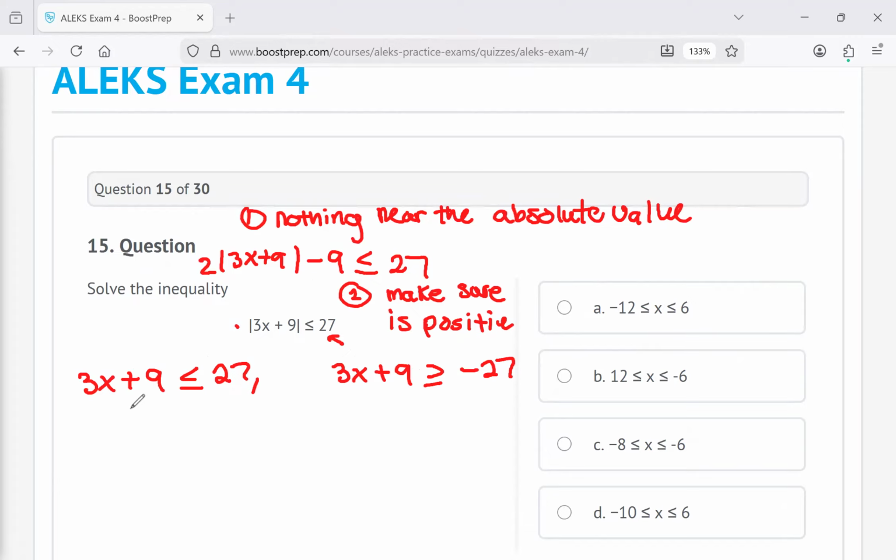And then I'm going to solve for x, so I'm just going to subtract 9 from both sides. And then 27 minus 9 is 18. Divide this by 3, you get 18 divided by 3 is 6. And then over here, I'm going to subtract 9, subtract 9.